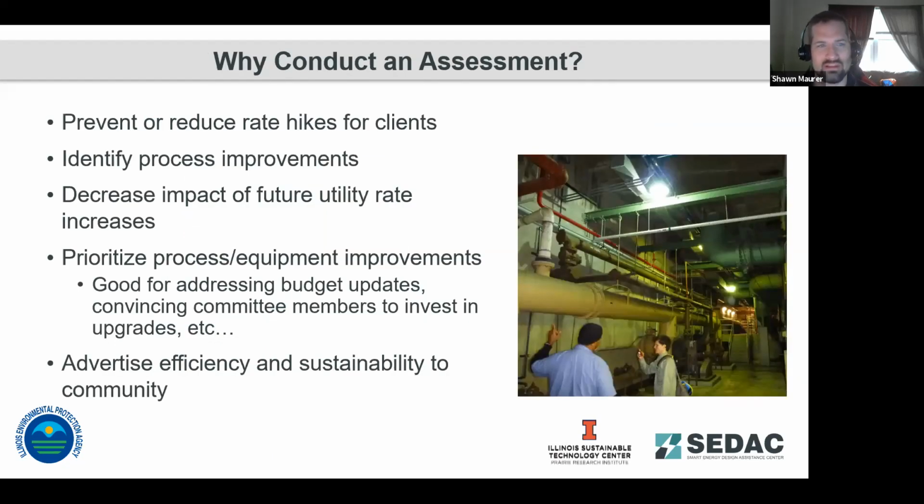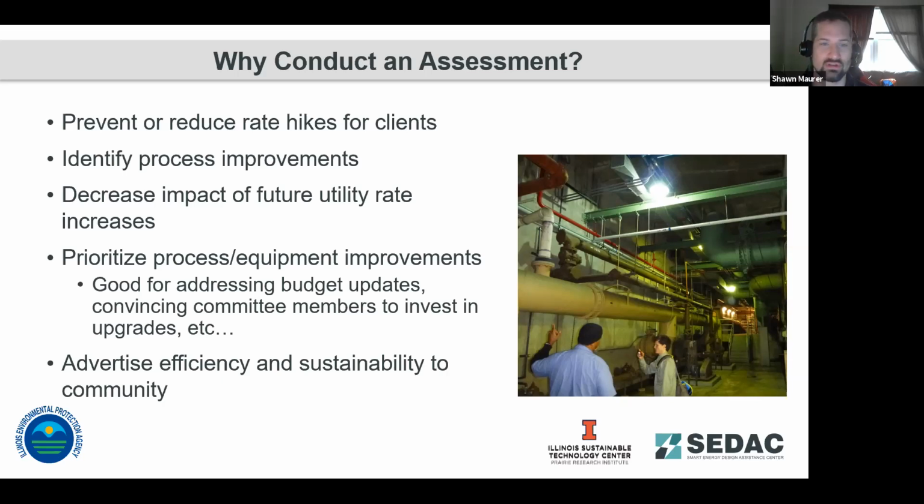A couple of things you might want to think about as to why you might want to conduct an assessment with us. Preventing and reducing rate hikes. If you can improve your facility's energy efficiency, especially for growing communities, that can limit future rate hikes for expansion projects, covering the cost of that.